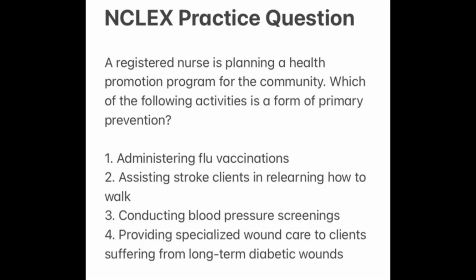Now, the answer is number 1, if you guessed it. So I like to think here, administering flu vaccinations is a form of primary prevention because it's aiming to prevent disease or injury before it occurs. So if you guessed that one, you would be absolutely correct.